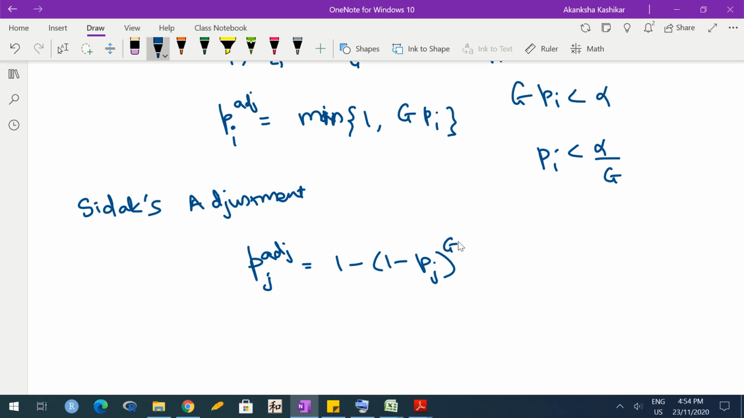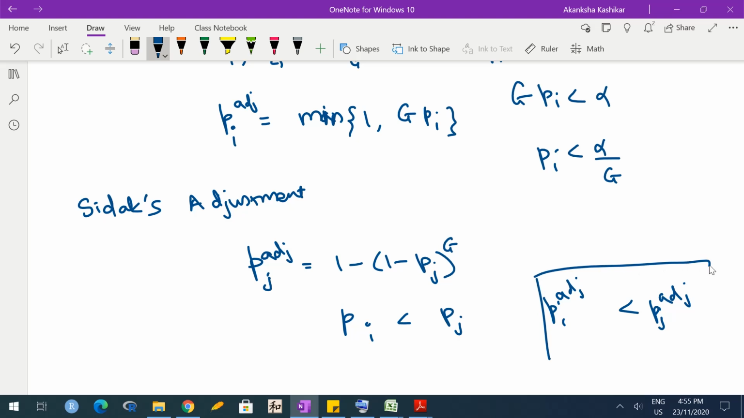Important thing to notice is that the order of the p-values is still retained. What do I mean by that? If you have, say, pi less than pj in the original setup, then pi adjusted is also less than pj adjusted, and that should always happen. You should not end up accepting some hypothesis which was more likely to get rejected in the earlier scenario. So this should happen with every such adjustment.